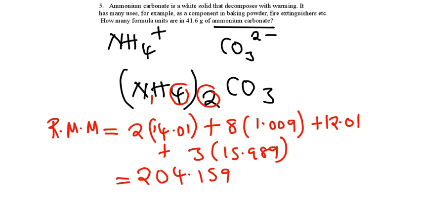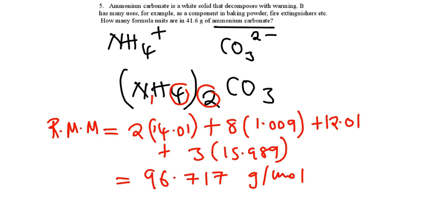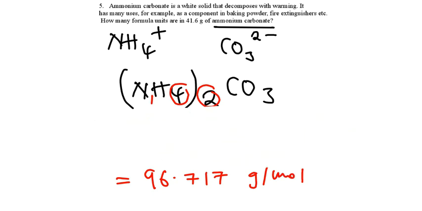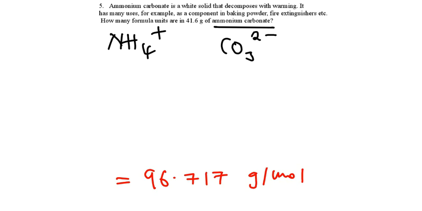So the value was too big, yeah? So the value is 96.717 grams per mole. This is the molar mass. Now, we're not interested in the molar mass. We're interested in finding the number of moles of this ammonium carbonate. So we can clearly just find that.